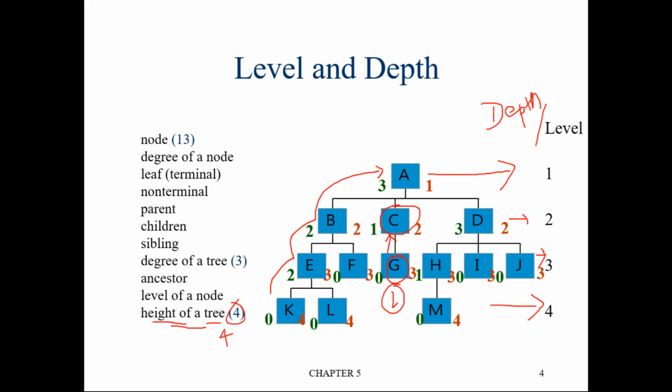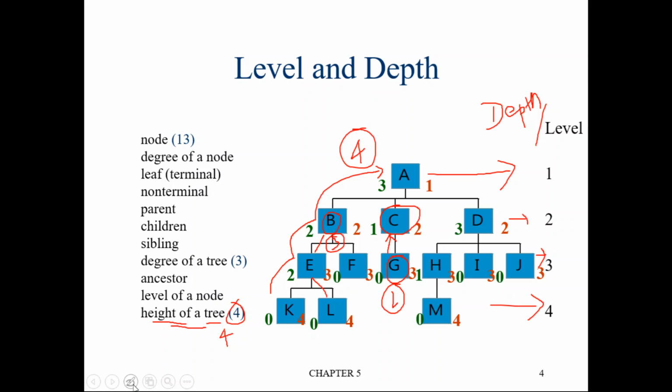But if you take B, to reach B, what is the longest path available? Either K or L. So it is 1, 2. 2 plus 1 is 3. 3 is the height of B. But if you take A, what is the height? It is 1, 2, 3. So 3 plus 1, that is 4. 4 is the height of A.